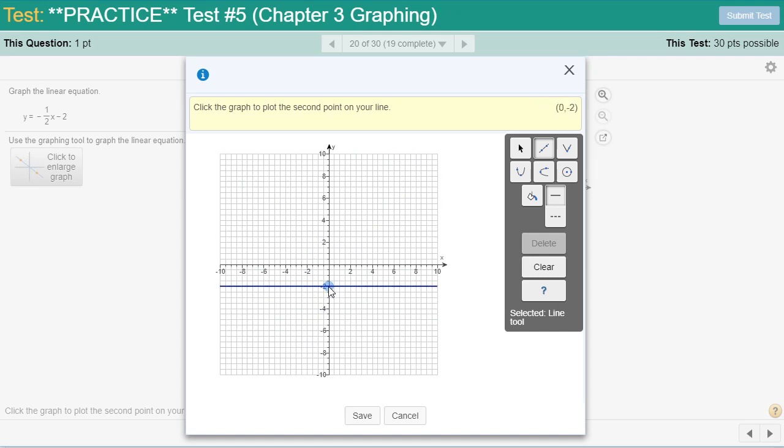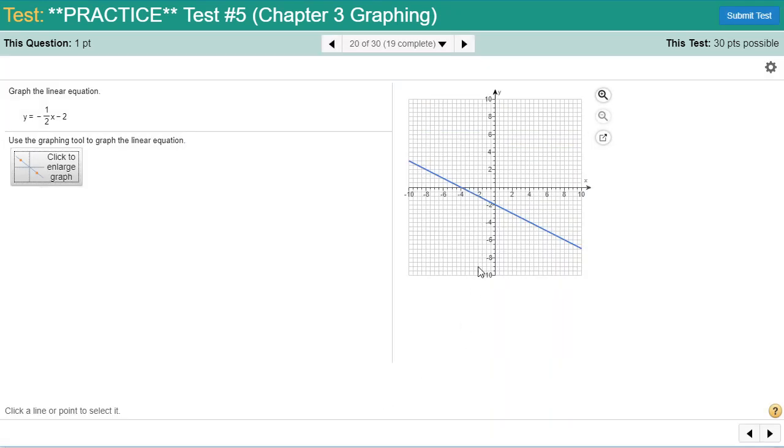And from there, I want to drop down, based on our slope, 1 unit and run to the right 2 units. So if I start at negative 2, falling by 1 would mean I'm going to go to negative 3, and then I'm going to run to the right 2 units. So I end up at the point 2, negative 3. I'm going to click to lock in that line and save. And once we save, we go back to the test window. You can see that the line we just graphed is now locked in, and we are ready to proceed to question 21.